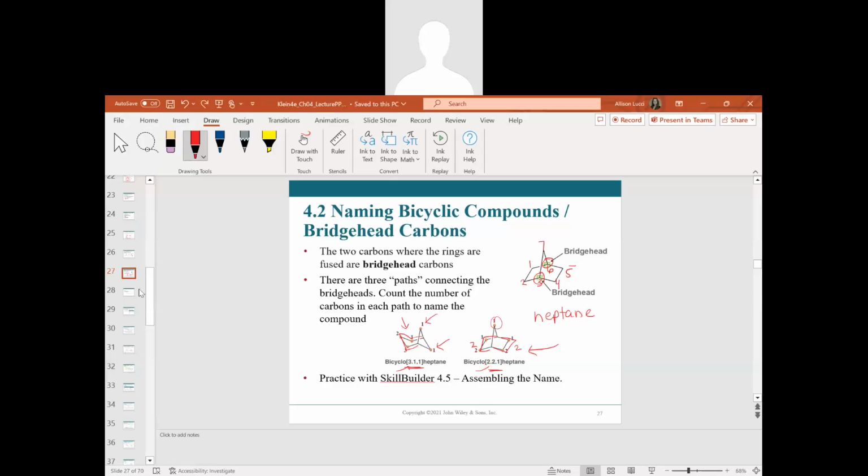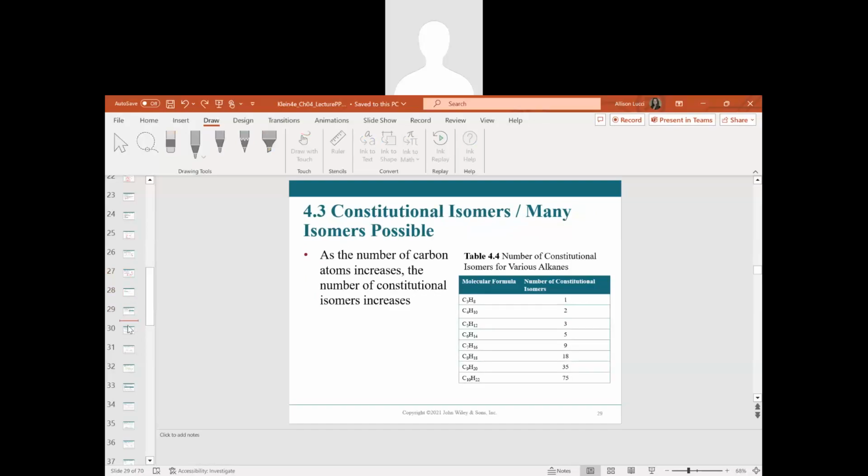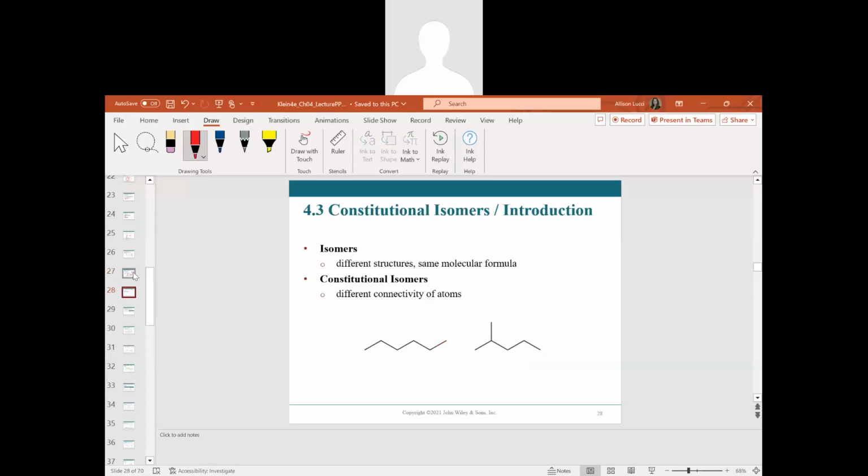So let's take a look at how this works with substituents. They do not give us an example in here, but say we had a substituent on this carbon here. We'll work through some practice problems then that will tell us how to get the lowest numbering possible. When we get to bicyclic compounds, sometimes it's a little more confusing how to get that lowest numbering possible. And then we'll pick up with the next section, 4.3, constitutional isomers, in our next video.